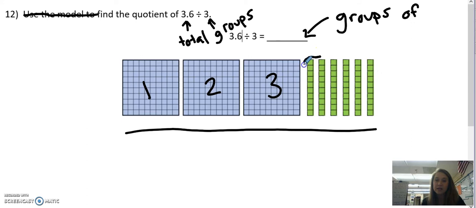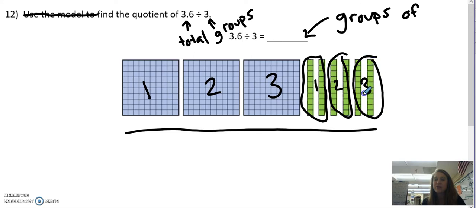Well, I know that if I take 2 away and make that one group, and take 2 away and make that a second group, and take 2 away and make that a third group, I can split 6 into 3 groups. So now to find my answer, I see that I have 1 whole and 2 tenths in each of my groups. So 3 6/10 divided by 3 equals 1 2 tenths, or groups of 1 2 tenths. So that's how I could use my models to solve it.